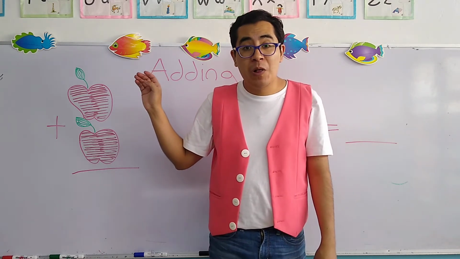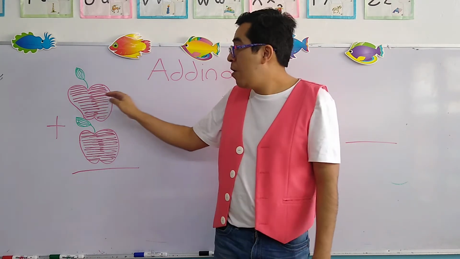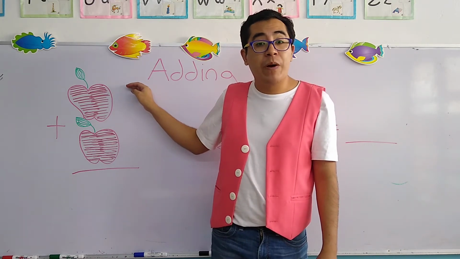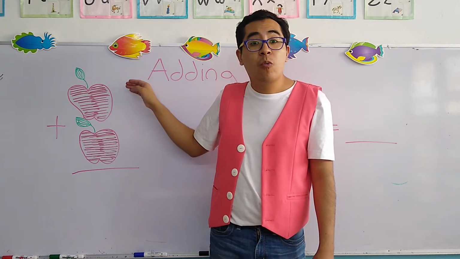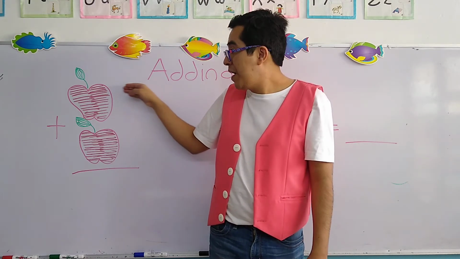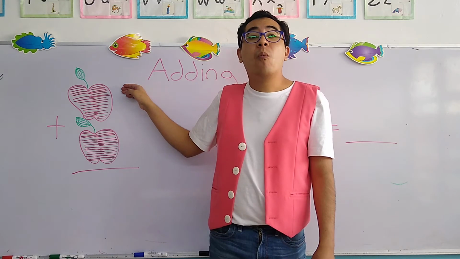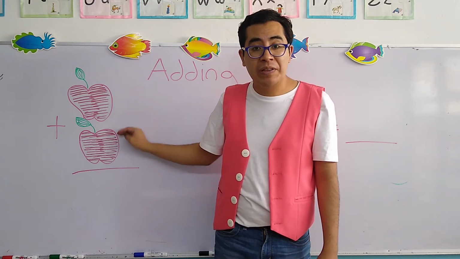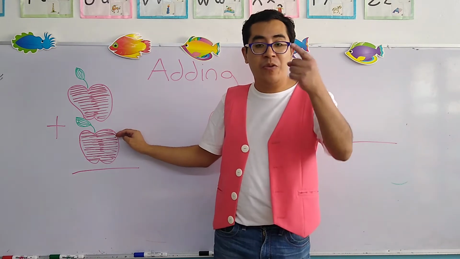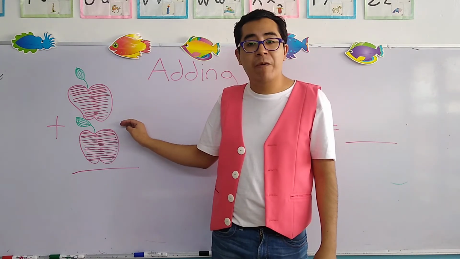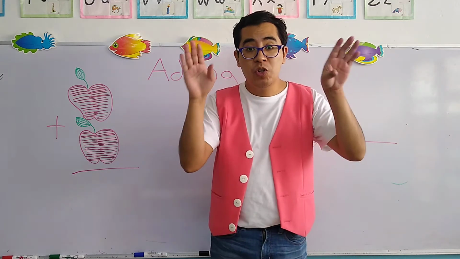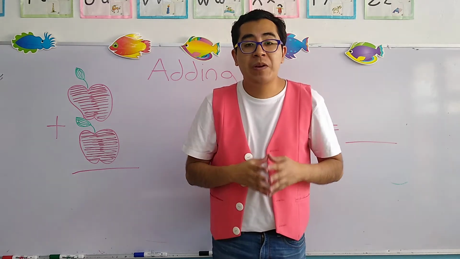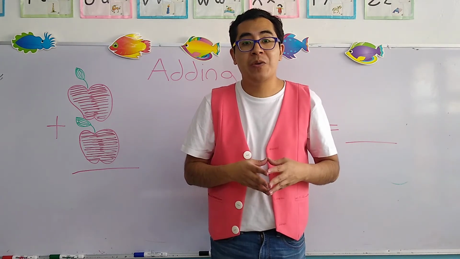Now, first of all, how many are here on the first part of the addition? ¿Cuántas tenemos en la primera parte aquí arribita? How many apples? One. And on the second part, y abajo, ¿cuántas tenemos? Another. We have one and we have one. Now, we're going to join these two objects. Vamos a unir estos dos objetos para saber cuál es nuestro resultado.